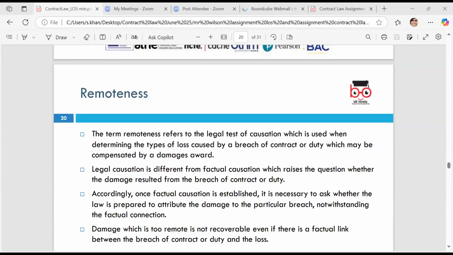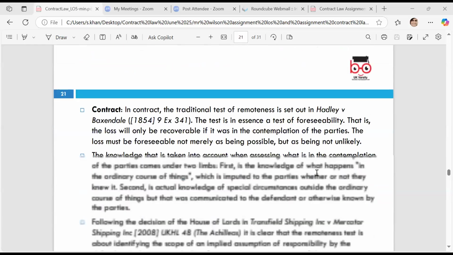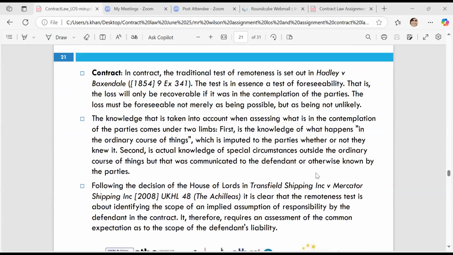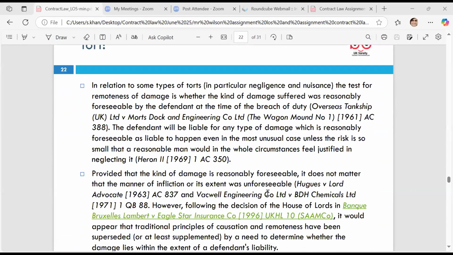Remoteness. The term remoteness we looked at a little bit earlier on, and that refers to the legal test of causation, which is used to determine the type of loss caused by a breach of contract that may be compensated by the damages awarded. And the case in regards to that, again, the case of Hadley and Baxendale and the Transfield Shipping case, 2008.